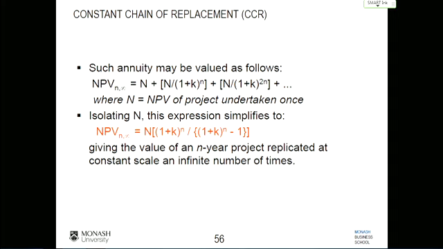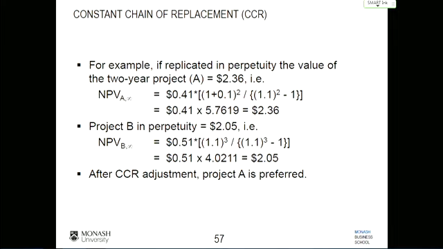So can you work out NPV n infinity here? Easy, right? So after you can do this, project A will be 2.36, project B will be 2.05. Which one are we picking up? A. So that's the second method. You got it? Okay, so now we are moving to the last one, which is the third method.